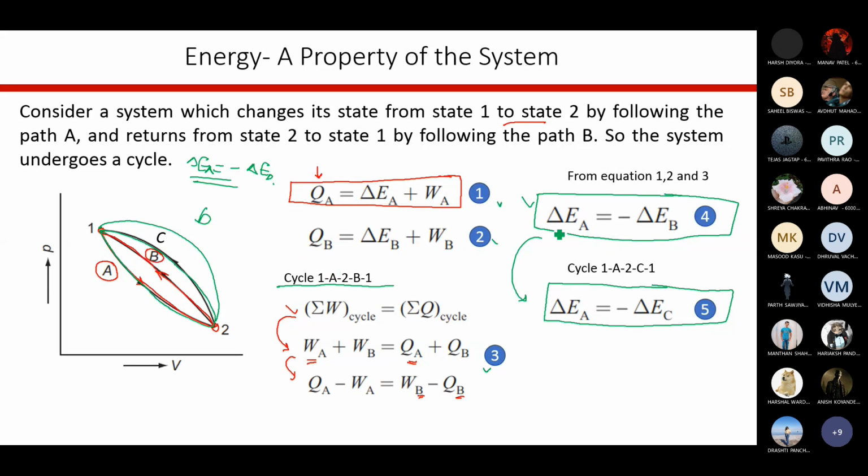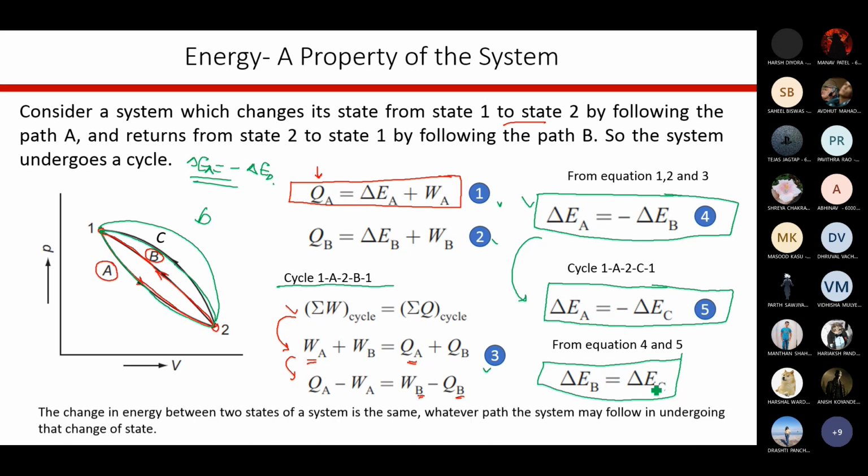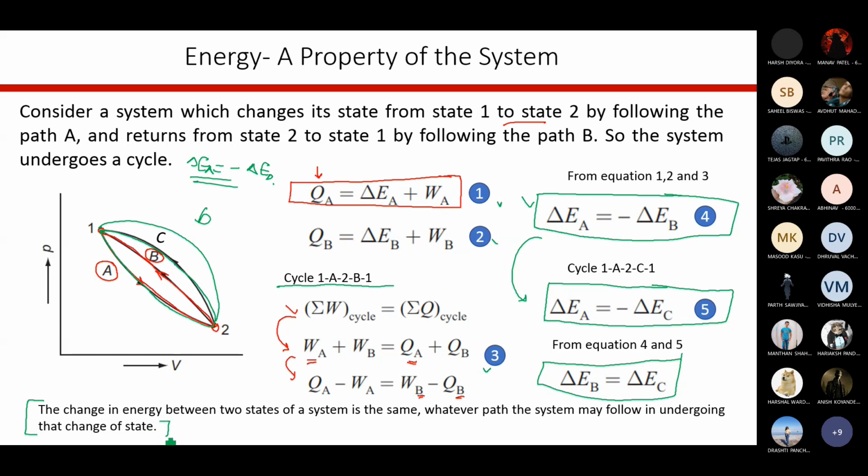Yes, sir. If you compare these two equations, what you can say is delta EB must be equal to delta EC, right? So I am rewriting this. Delta EB must be equal to delta EC. Correct? Yes, sir. So what is the conclusion of this? Delta EB must be equal to delta AC. So that is given in the last statement. Read this statement.